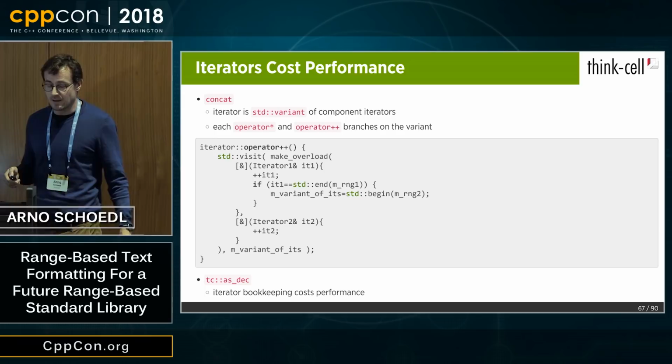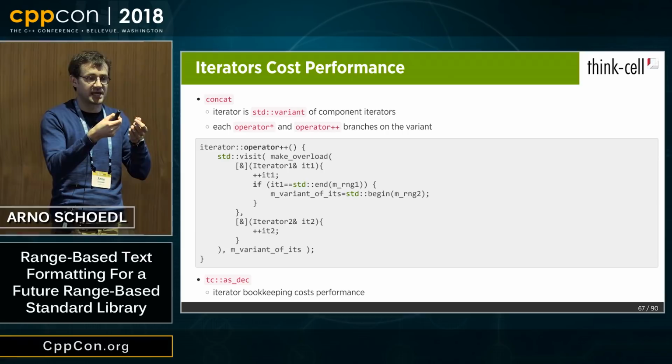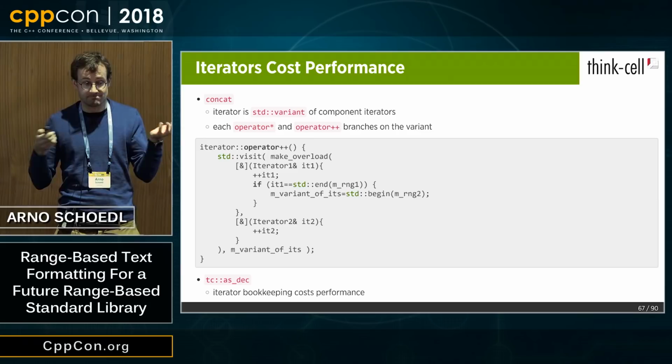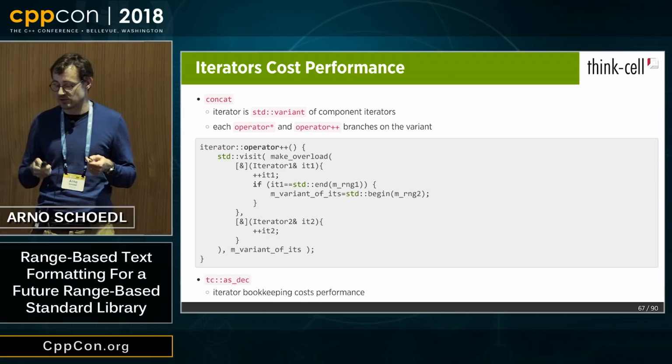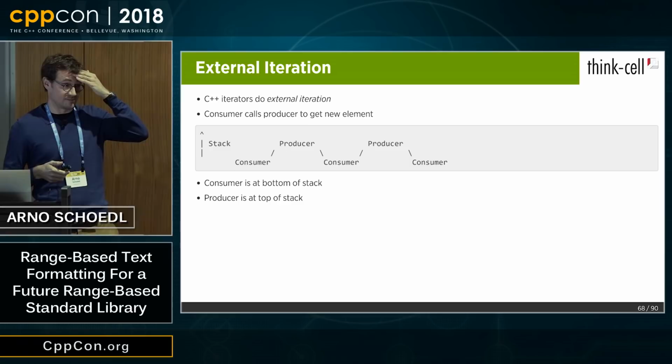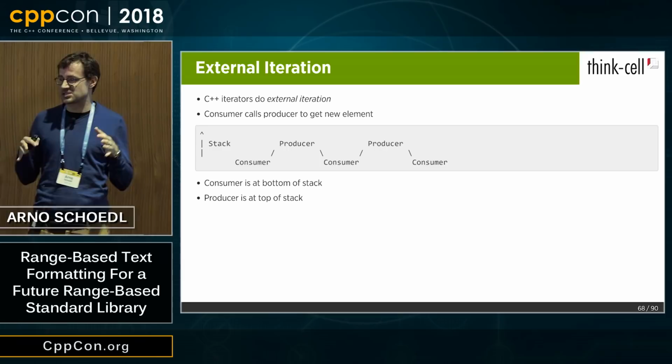Okay, with SDAG, actually, we have similar problems, because SDAG also has some internal state of which digit it is currently producing. And if you have to restore that state each and every time you're accessing your iterator, that's also going to be costly for performance. What's the fundamental problem here? The fundamental problem is that C++ iterators do external iteration.